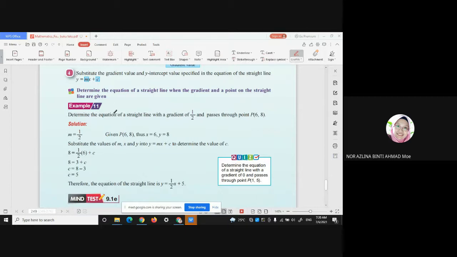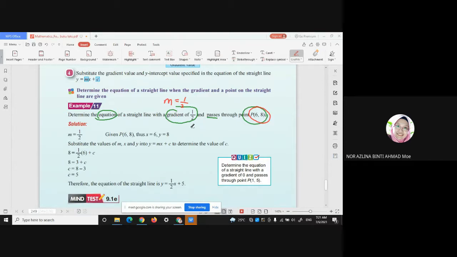Determine the equation, find the equation of the straight line with a gradient of 1 over 2 and passes through point P(6, 8). Gradient m equals 1 over 2 and we have point P(6, 8).